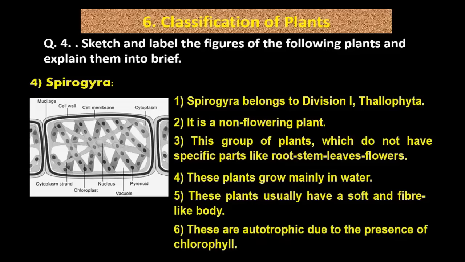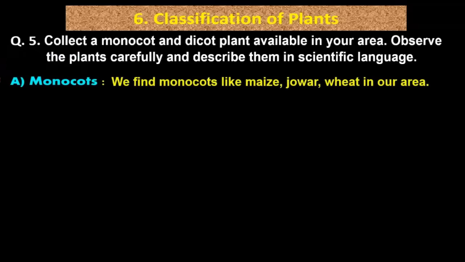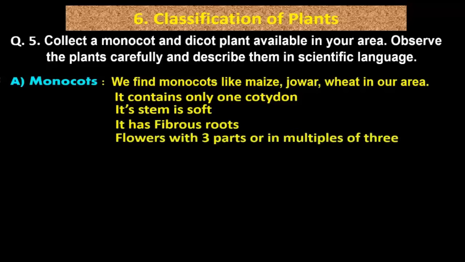Question 5. Collect a monocot and dicot plant available in your area. Observe the plants carefully and describe them in scientific language. A. Monocots. Answer. We find monocots like maize, jowar, wheat in our area. It contains only one cotyledon. Its stem is soft. It has fibrous roots, flowers with 3 parts or in multiples of 3. Its leaves are parallel venation.